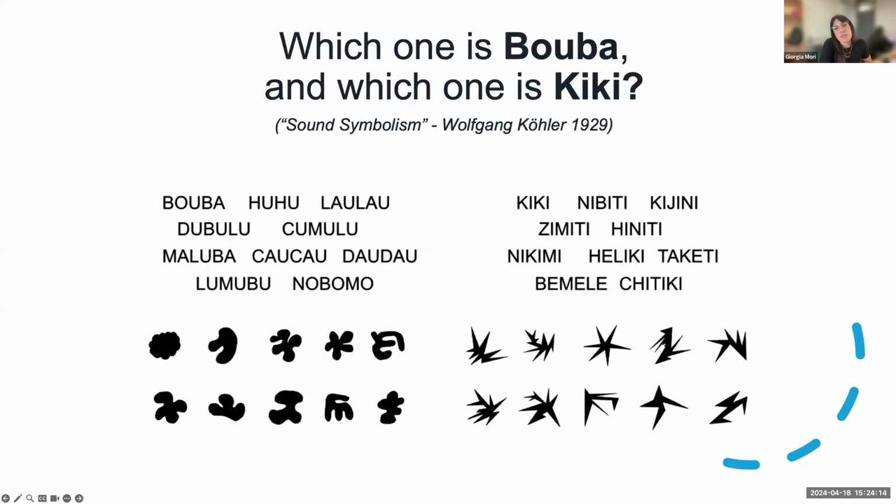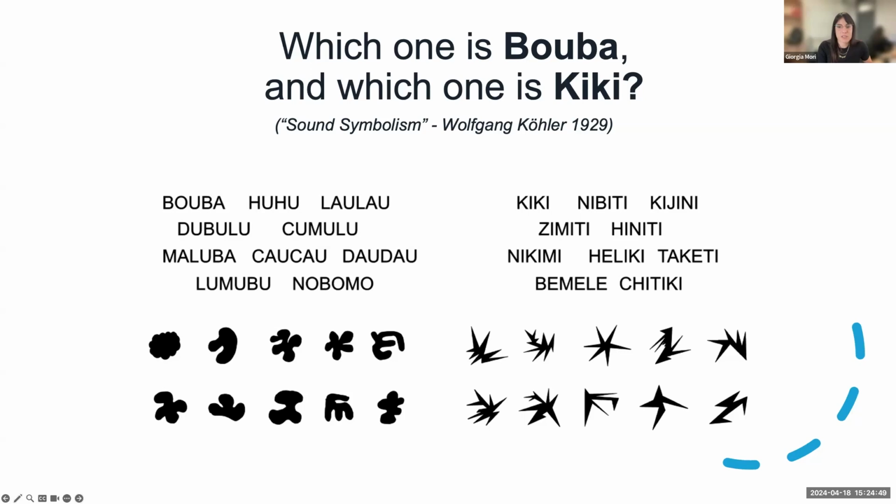So if any of you have come from the world of psychology or linguistics, you might have come across this question before. Which one is Booba and which one is Kiki? There's quite a big consensus that Kiki is the spiky one because of the way the sound matches with the shape. And this was first talked about in 1929 with the notion of sound symbolism. And people are still looking into it today, as people are still trying to figure out what it is exactly that drives this phenomenon.